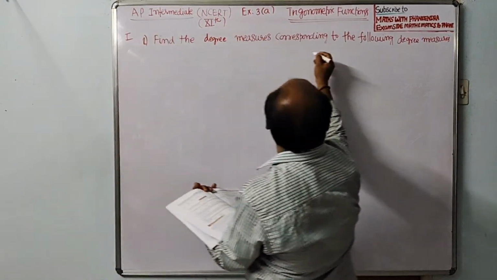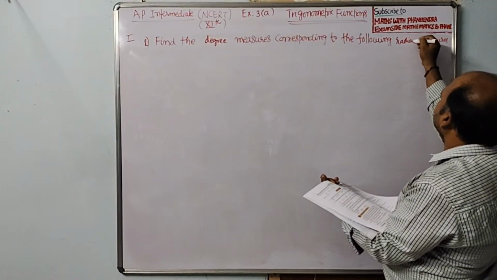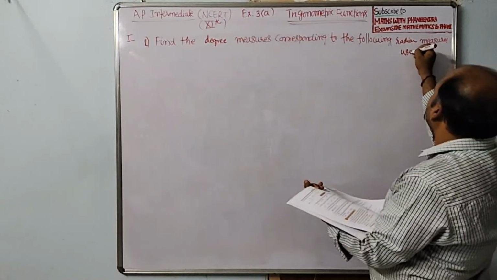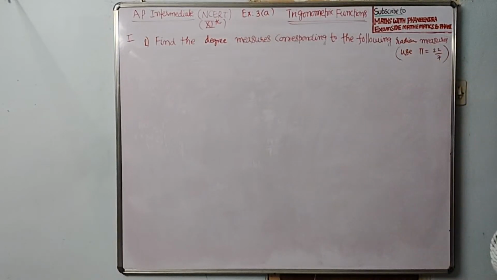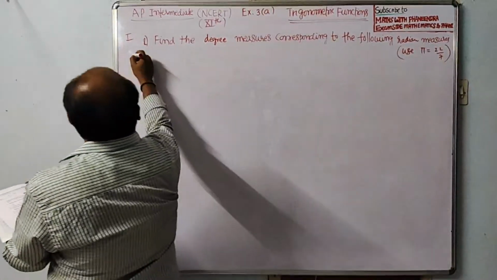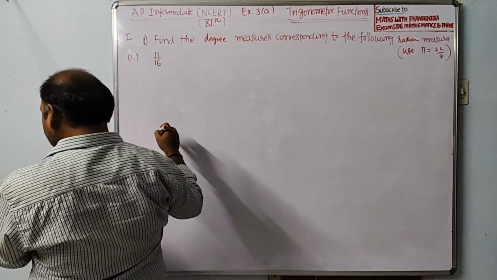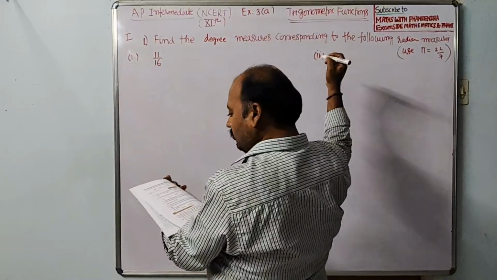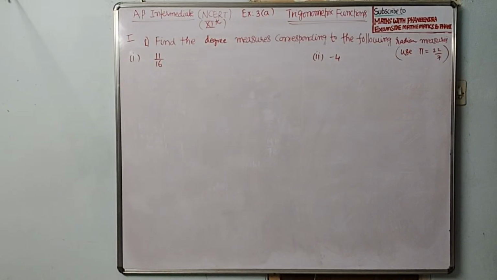Degree measure corresponding to the following radian measure. Use wherever pi comes 22 by 7. The hint is given, dear students. So one by one we will do it here. Question number 1 is 11 by 16, and question number 2 is minus 4, sorry. Just by seeing it's very simple, but you have to do that.